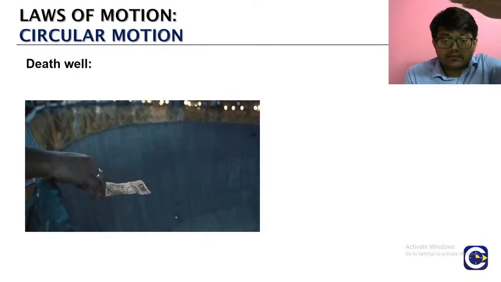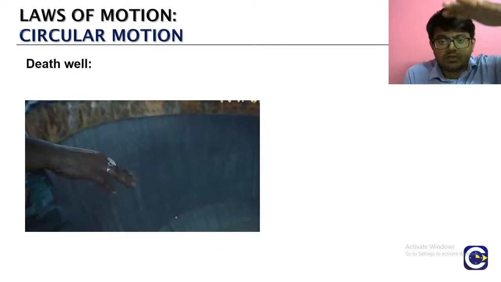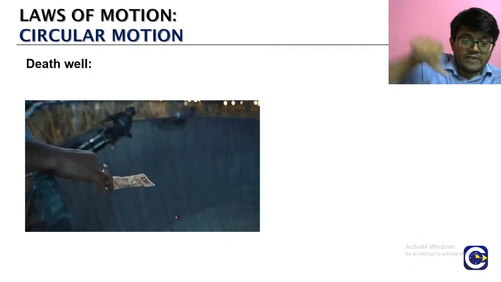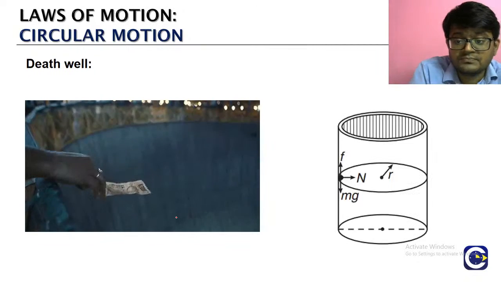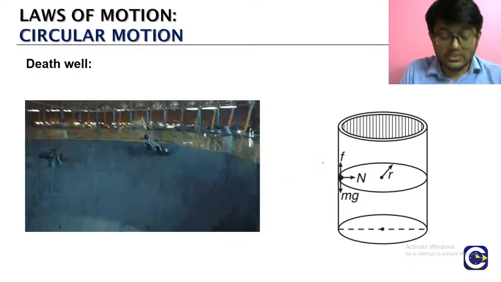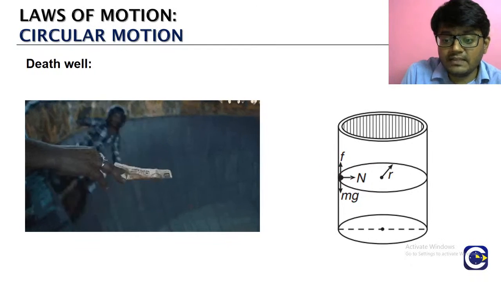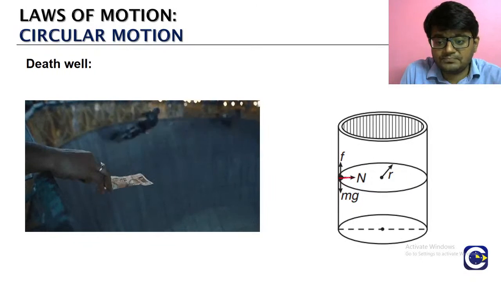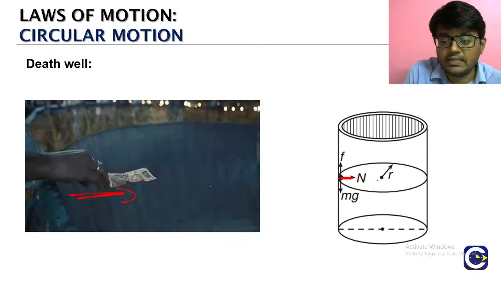See, the death well will not be a very small place, right? It will be some 20-30 meters in height. These bikers are almost flat. You can see they are horizontal. Why are they not falling down? We'll see why. So look at this. If you see the way the bikers are riding, they are almost flat. So the normal reaction acting on them, you can see here, will be horizontal.